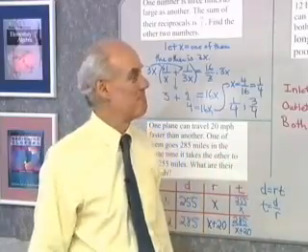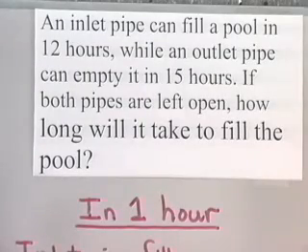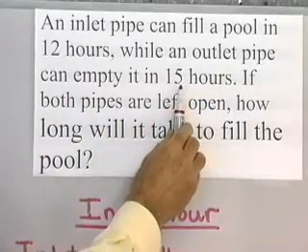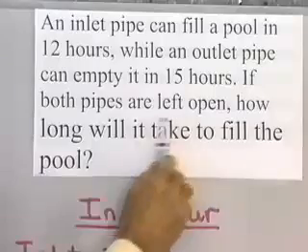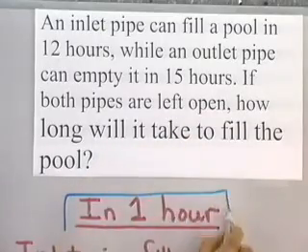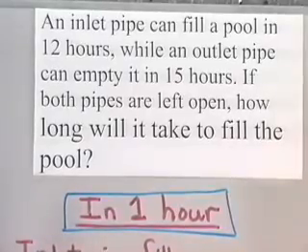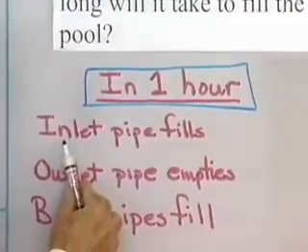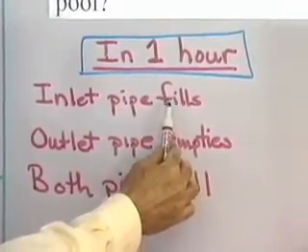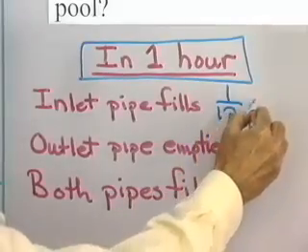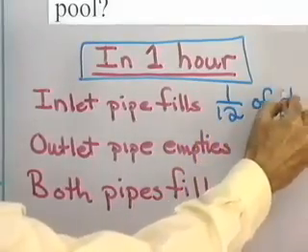Let's look at our next one. An inlet pipe can fill a pool in 12 hours, while an outlet pipe can empty the same pool in 15 hours. If both pipes are left open, how long will it take to fill the pool? The key is to look at what happens in 1 hour. So if it takes 12 hours to fill the whole pool, then in 1 hour the inlet pipe is going to fill 1/12 of the pool.